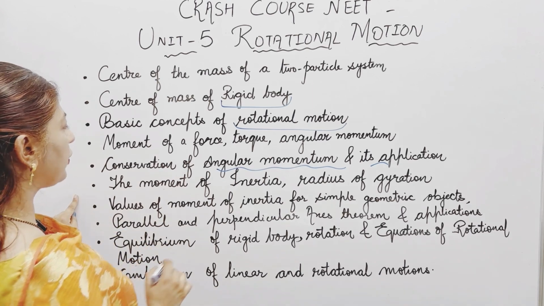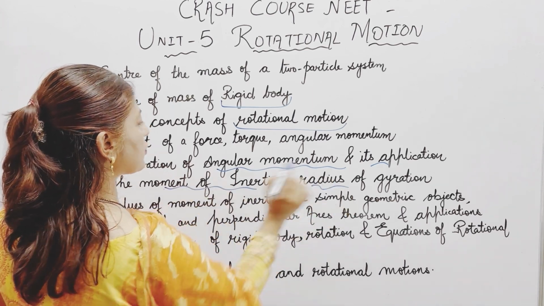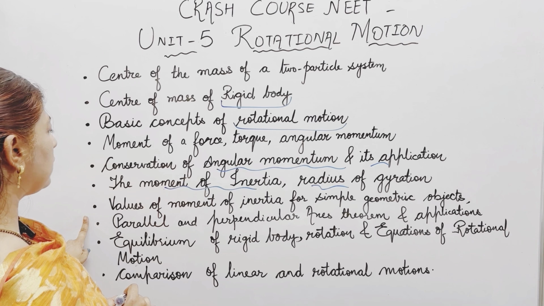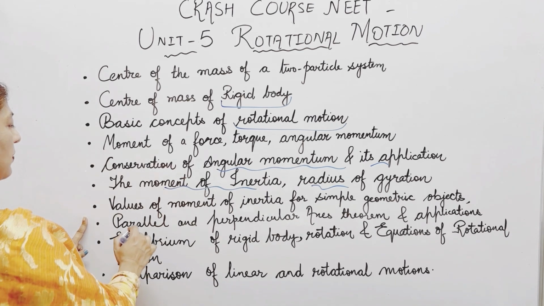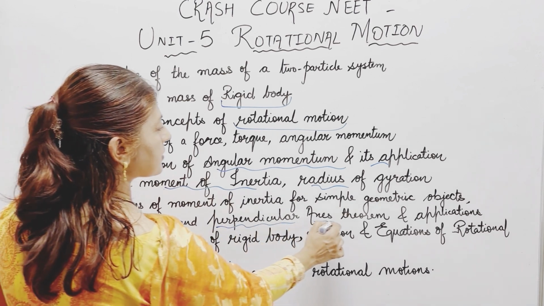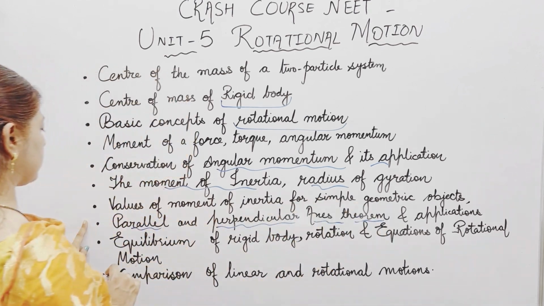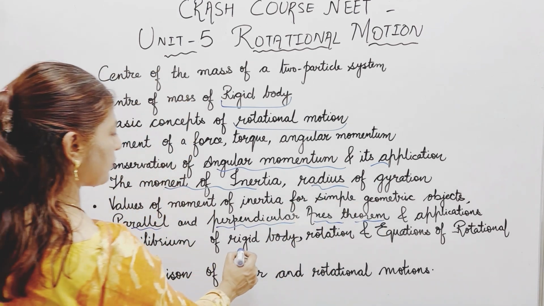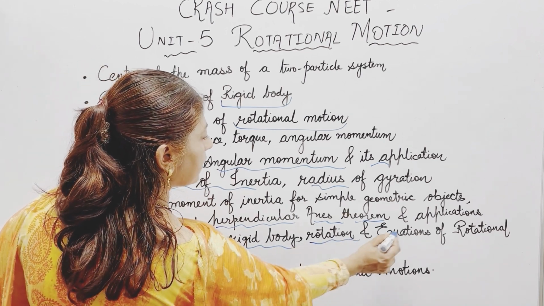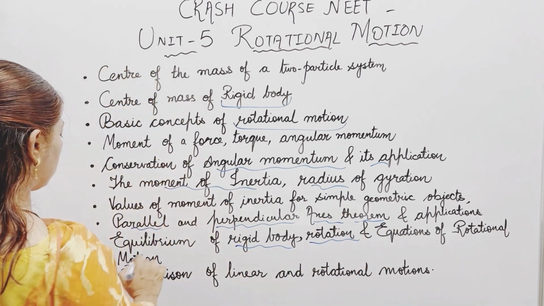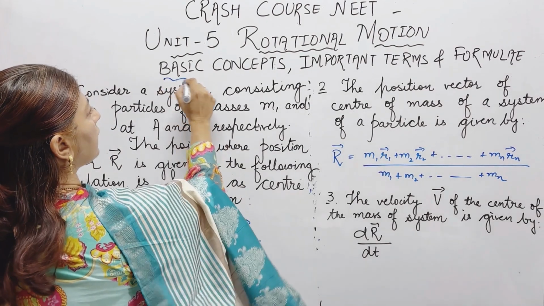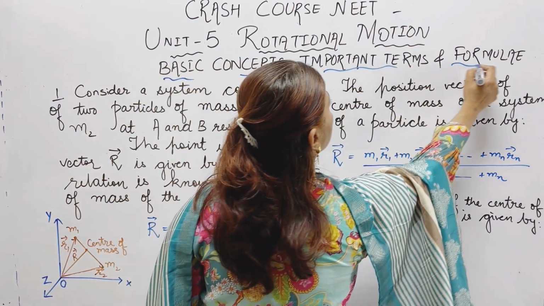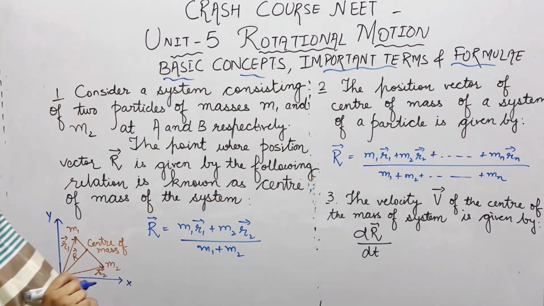The next is the moment of inertia, radius of gyration. Then the values of moment of inertia for simple geometric objects. Then the parallel and perpendicular axis theorem and its applications. Then the equilibrium of rigid body, rotation and equations of rotational motion. And finally, the comparison of linear and rotational motions. We are taking the basic concepts, important terms and formulae of the topic rotational motion.